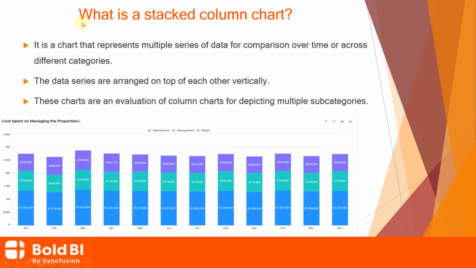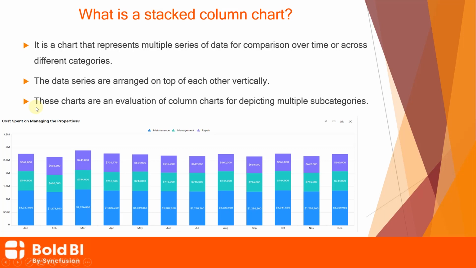First, let's see what a stacked column chart is. It is a type of chart that represents multiple series of data for comparison over time or across different categories. The data series are arranged on top of each other vertically. These charts are an evolution of column charts for depicting multiple subcategories.